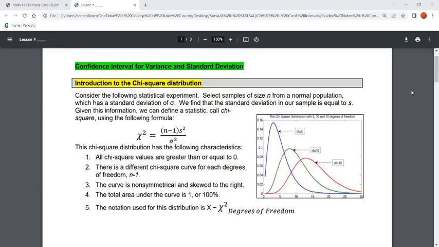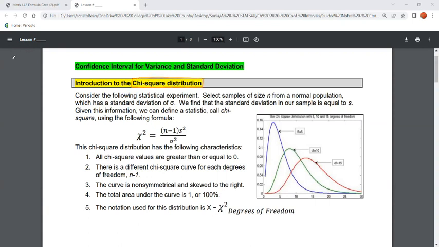Hello, in this video, I will be talking about confidence intervals for variance and standard deviation. In order to be able to construct confidence intervals for variance and standard deviation, we first need to talk about a new distribution. And this is called the chi-square distribution.